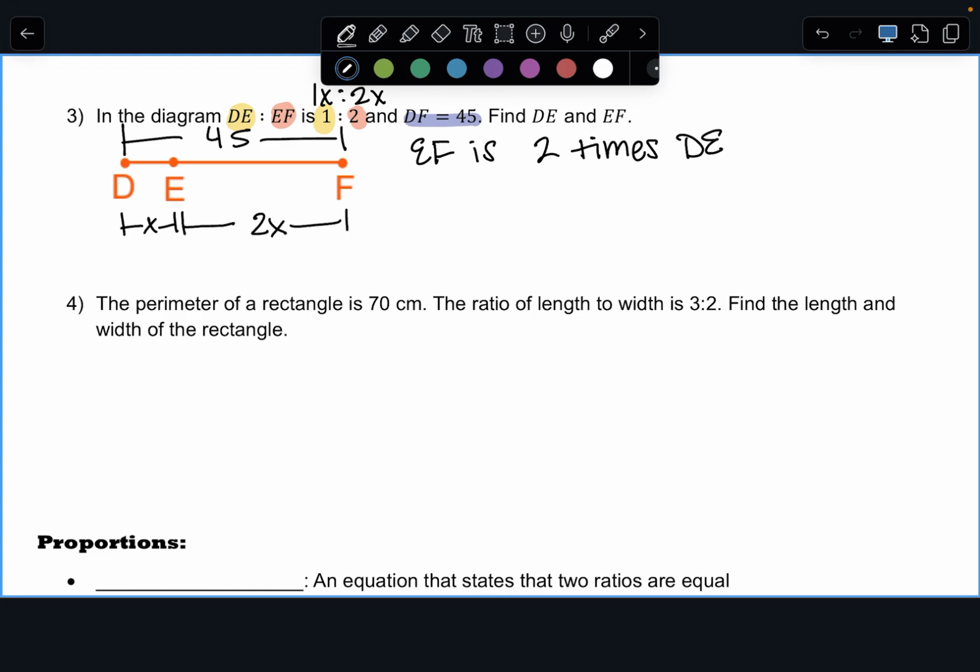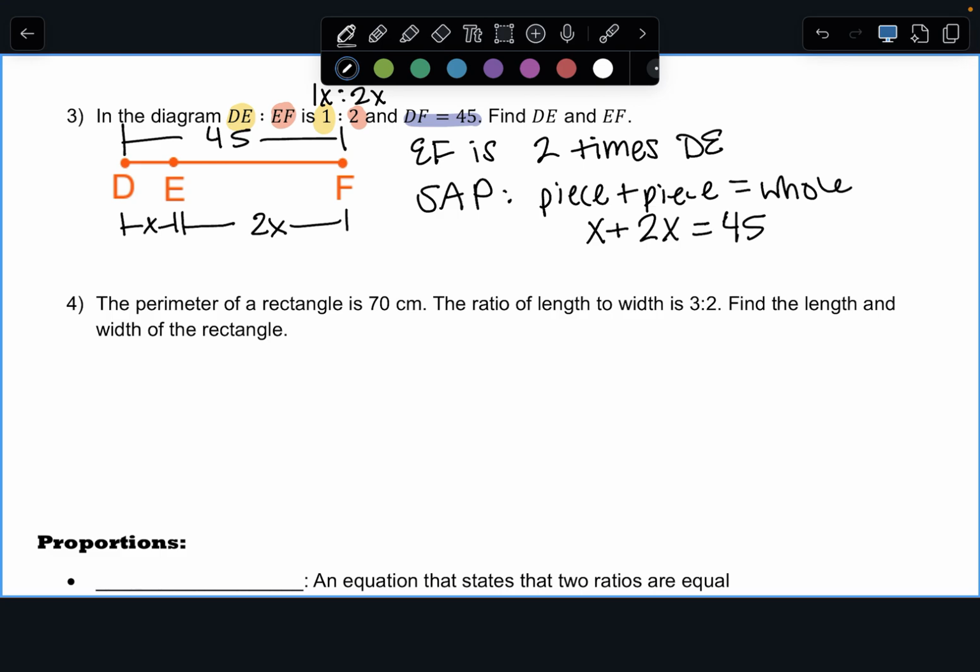Now, going way back to Unit 1, we had something called the segment addition postulate. It told us that one piece of a segment plus another piece of a segment is equal to the whole segment. So what's one of my pieces here? X, DE, or X. What's another piece? 2x. And what's the whole thing? 45. Perfect. We get 3x is equal to 45. Divide by 3. X is equal to 15.